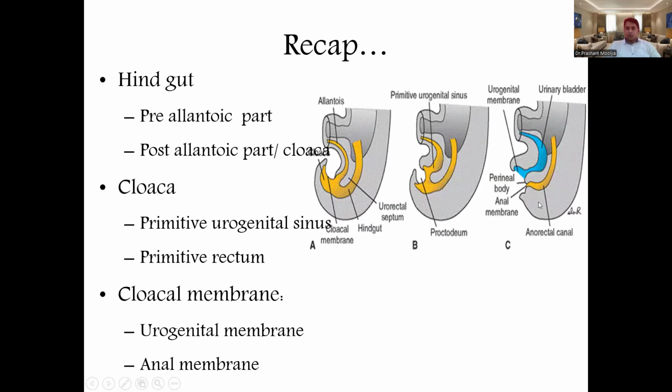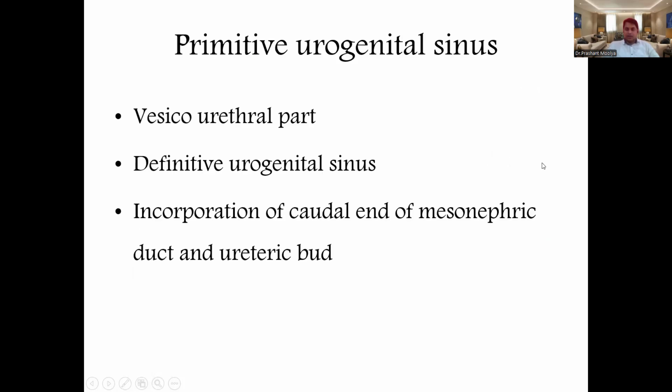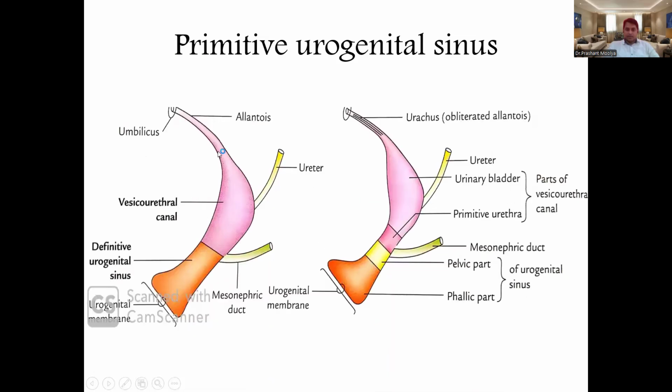Let us see how the urinary bladder is developing, or what happens to this primitive urogenital sinus. This primitive urogenital sinus is further divided into two parts, you can see this. So this is the primitive urogenital sinus schematic diagram. I have not shown the primitive rectum as we are focusing more on primitive urogenital sinus. And this primitive urogenital sinus is divided into two parts at the point where the mesonephric duct encroaches.